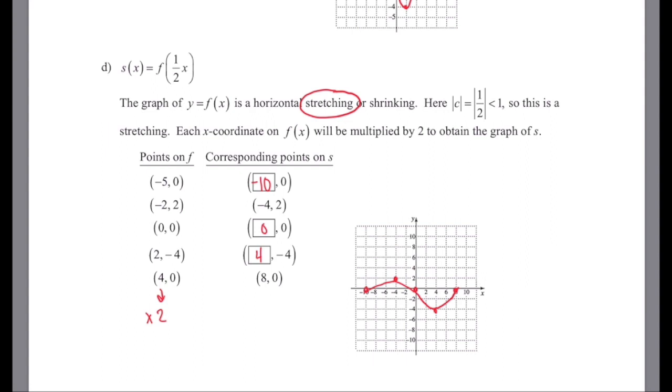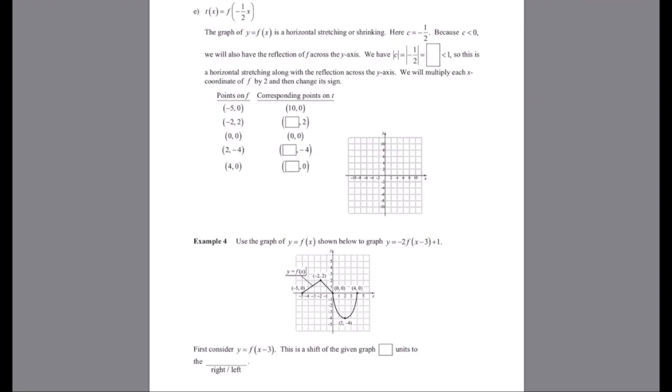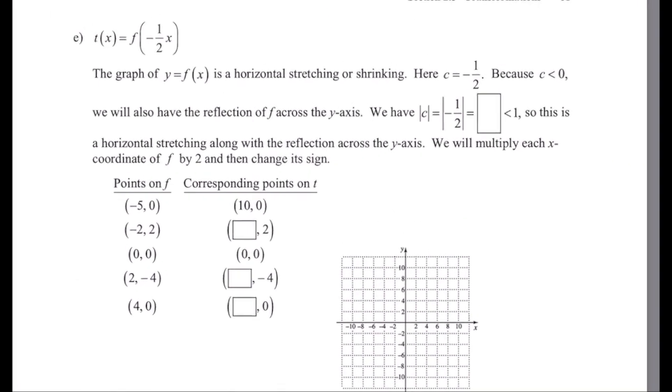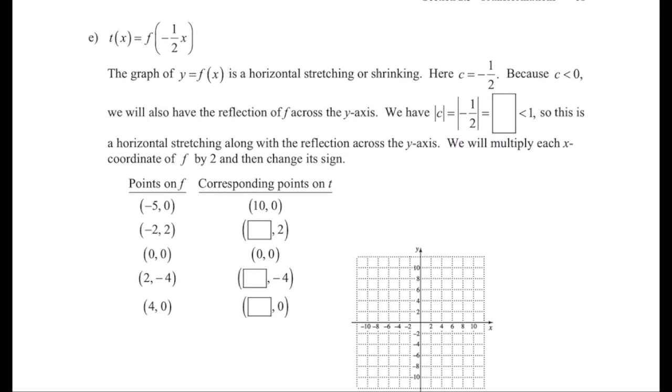Let's see what might happen if not only we take our function value and have f of 1/2 x, however, let's also put in a f of -1/2 x. We've already determined that we're going to horizontally stretch by a factor of 2, but now we have this negative. And this negative also tells us that we're going to reflect across the y-axis.